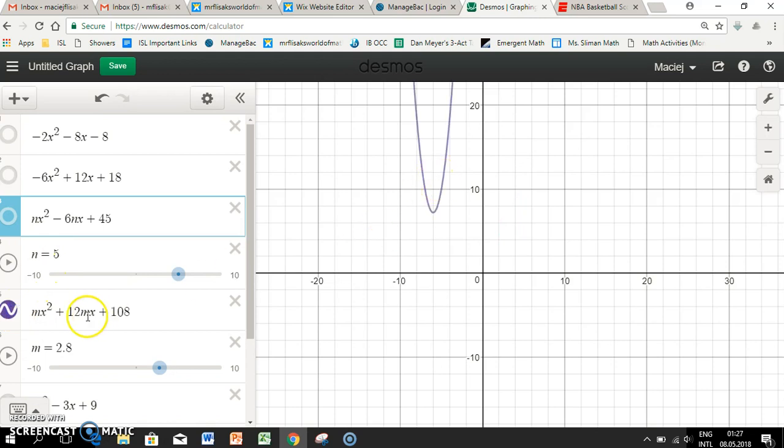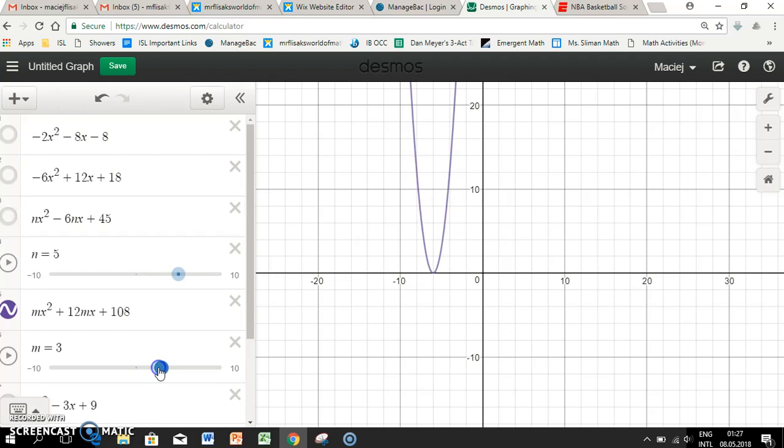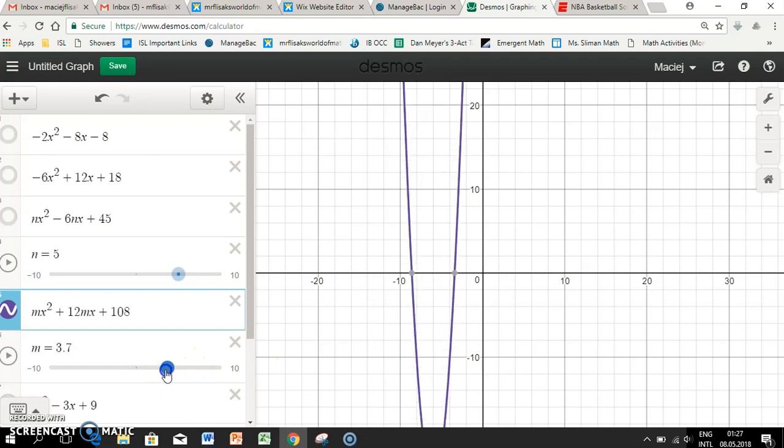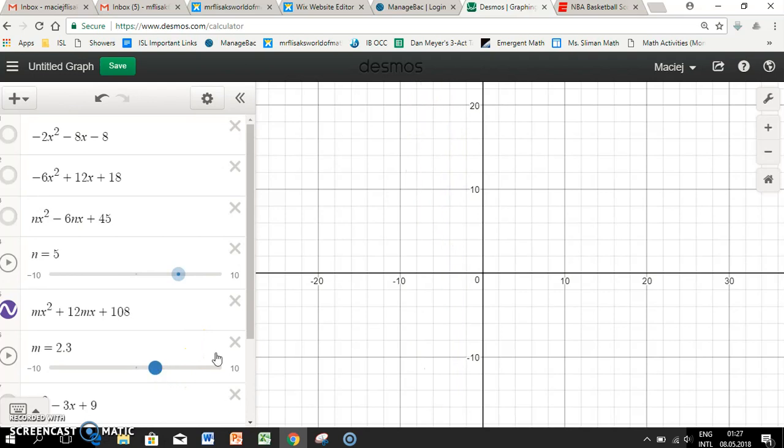That's this one here. Here's a quadratic. Here's m equals 2.8. When I make m bigger, there, m equals 3. There's the one solution right there. Only when m equals 3. When m is bigger than that, there's 2 solutions. And when m is smaller, there's no solutions.